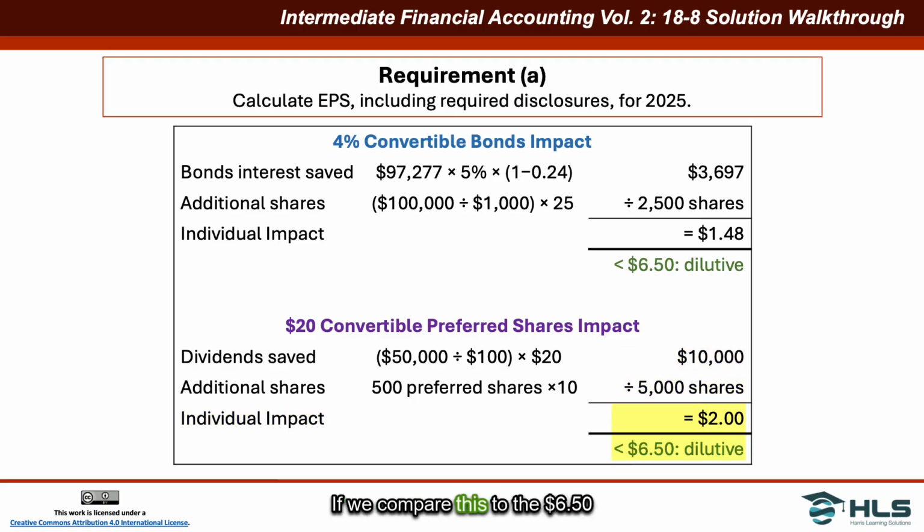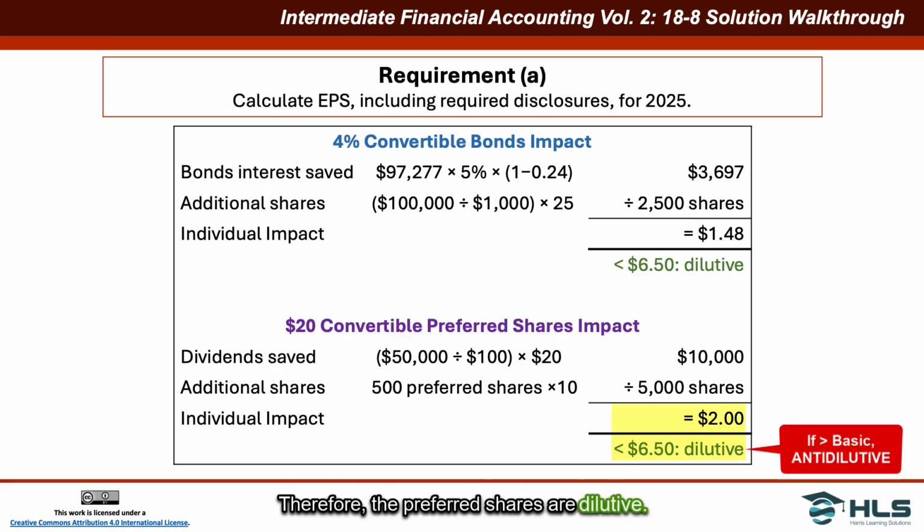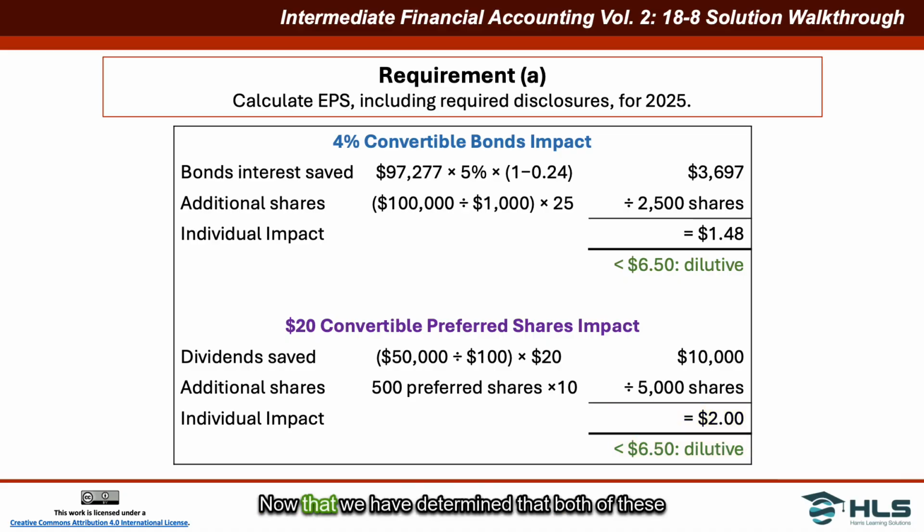If we compare this to the $6.50 basic earnings per share, $2 is less than $6.50, therefore the preferred shares are dilutive. Again, if the individual impact was greater than the $6.50 EPS, they would be anti-dilutive, and we would then ignore them. Now that we have determined that both of these convertible securities are dilutive, we have to rank them.